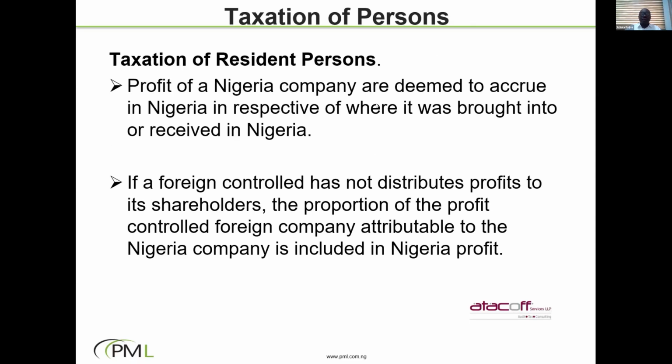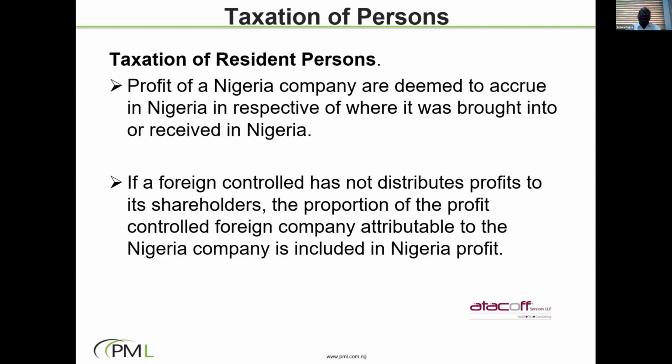Taxation of resident persons: the profit of a Nigerian company is due to accrue in Nigeria, irrespective of where it was brought into or received in Nigeria. A company is resident in Nigeria when it is incorporated in Nigeria. Any company that is incorporated in Nigeria is considered resident in Nigeria. For the benefit of those of us who may have some other tax knowledge, in some jurisdictions it's not about residency, it's not about place of incorporation. It's about physical presence in some countries.